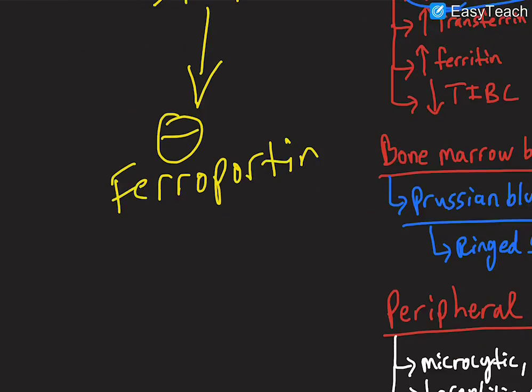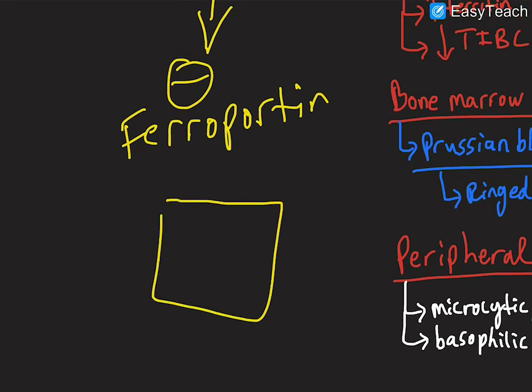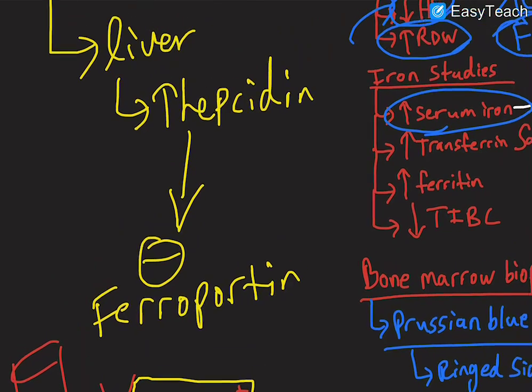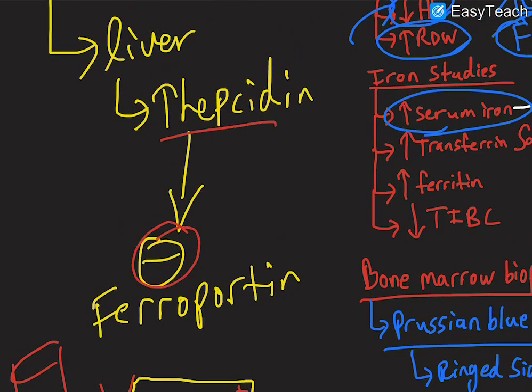Remember ferroportin? If this is our enterocyte, ferroportin is over here, next to our bloodstream, next to our blood vessel. What ferroportin does is take iron and put it into the blood. But if you inhibit this, you can't put iron into the blood, and you would want that if you're in an iron overloaded state. So that's what hepcidin does. It inhibits ferroportin, so decreased absorption of iron.